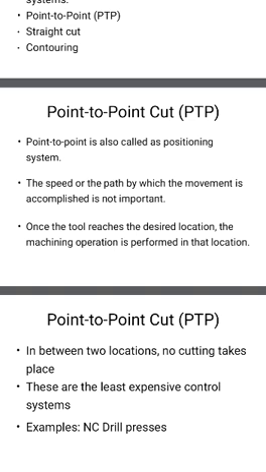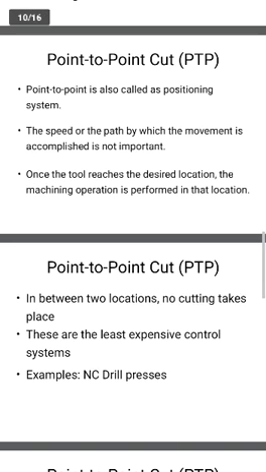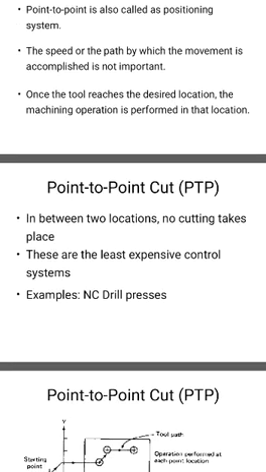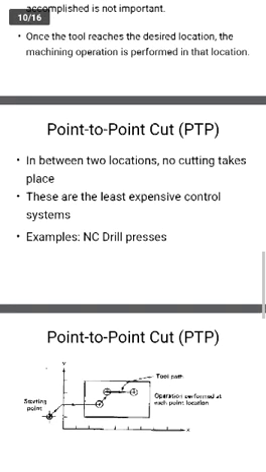That is called point to point cutting. In between two locations, no cutting takes place. These are the least expensive cutter systems. Examples are NC drilling and press machines.